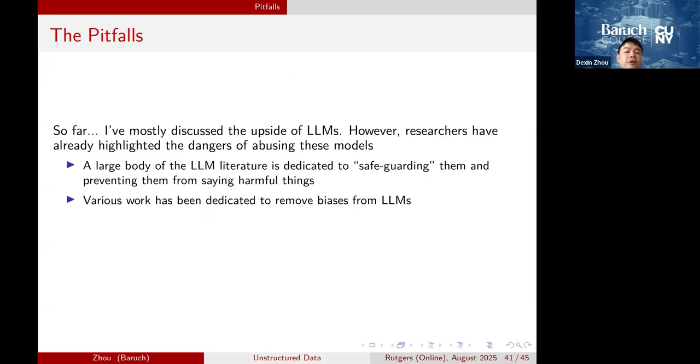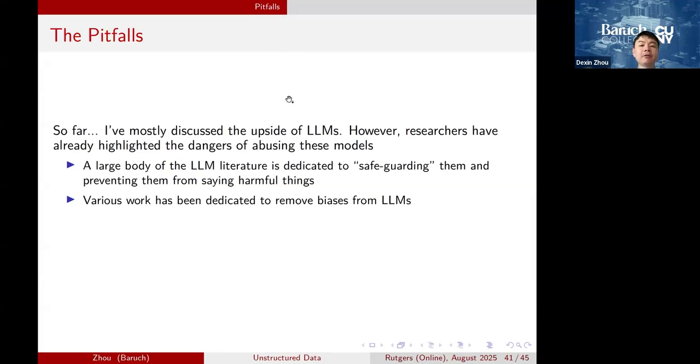In large language model research, there's already a huge literature dedicated to safeguarding these models, making sure that they don't do crazy stuff, they don't say harmful things, and so on and so forth. And there's also a lot that has been dedicated to removing the biases from large language models. But this is not.